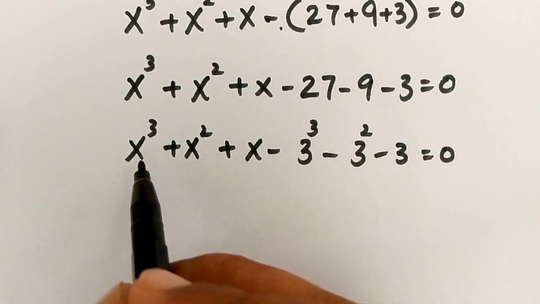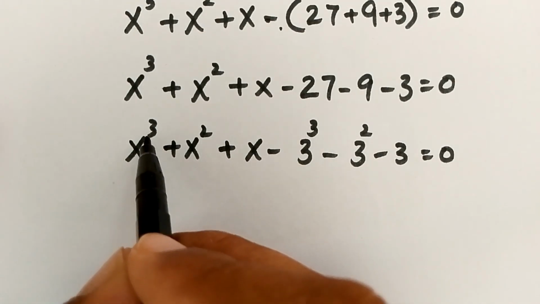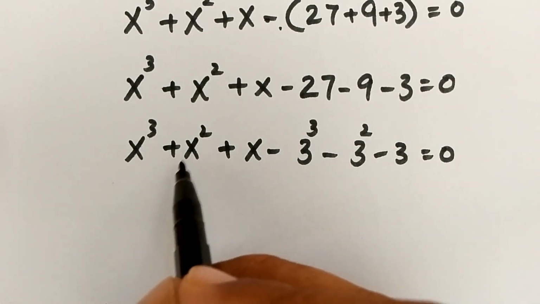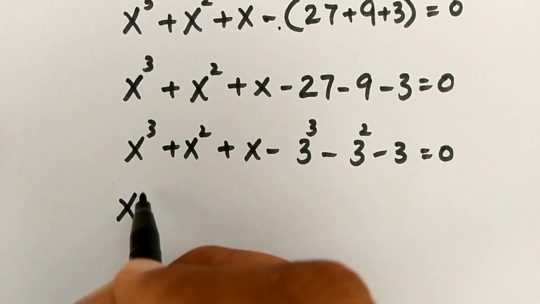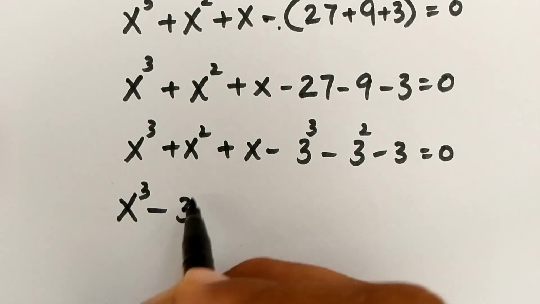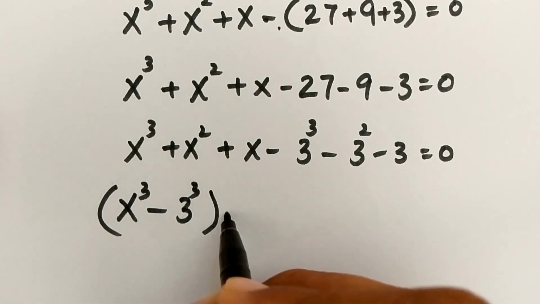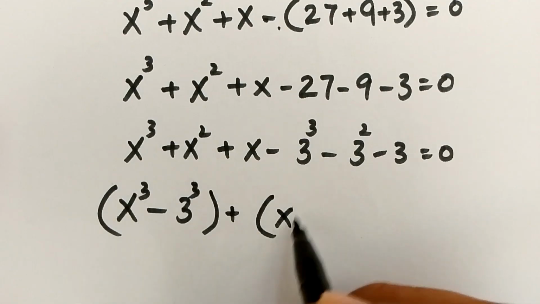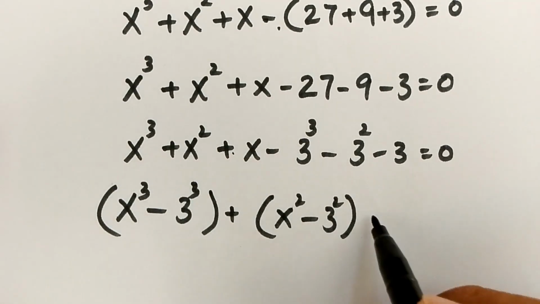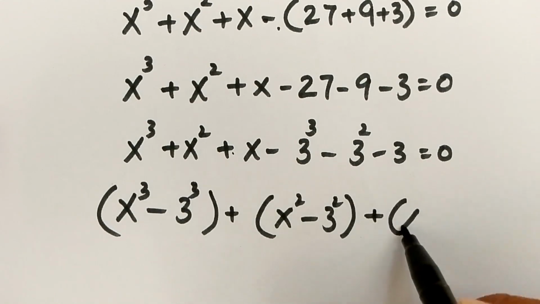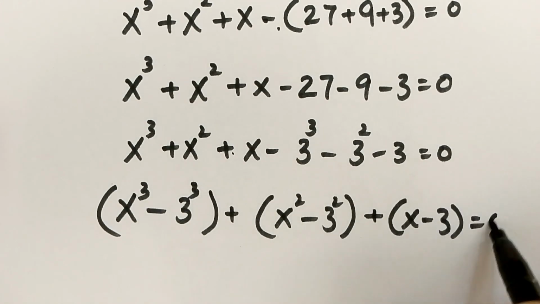Now in the next step, we have to combine x to the power of 3 with 3 to the power of 3, x square with 3 square, and x with 3. So this will become here x to the power of 3 minus 3 to the power of 3, and here plus x square minus 3 square, and here plus x minus 3, which is equal to 0.